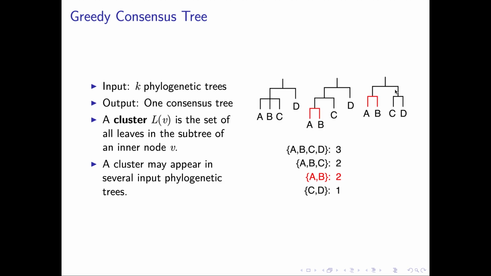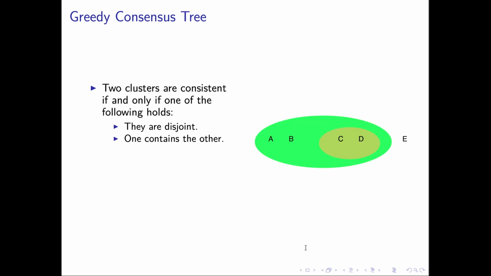And the cluster AB appears in the second tree and the third tree, but not in the first tree because in the first tree, the cluster of the inner node is ABC, not AB. And finally, CD only appears in the last phylogenetic tree, so it only appears once. When we have two clusters, they are consistent if and only if they are disjoint or one of them contains the other. For example, here, the cluster ABCD is consistent with the cluster CD because ABCD contains CD.